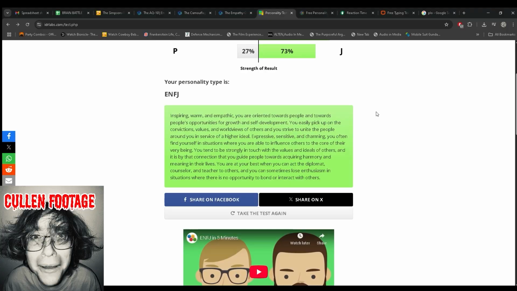I'm inspiring, warm, and empathetic. Empathetic. So does that now contrast with my empathy test? We don't know. That's funny. It does directly contrast what the empathy test was telling us. And towards people's opportunities for growth and self-development. You easily pick up on the convictions, values, and worldviews of others, and you strive to unite the people around you in service of a higher ideal. Expressive, sensitive, and charming, you often find yourself in situations where you are able to influence others to the core of their very being. Propaganda.